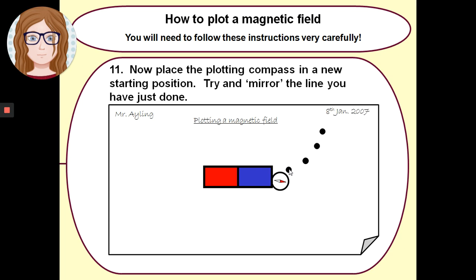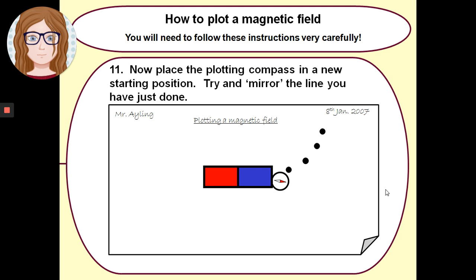What do you think this field line will look like? We've now moved the plotting compass down slightly, so it's now at this bottom right-hand corner. What do you think that line would look like? Pause it if you like to have a think about it. Then when you're ready, press play.